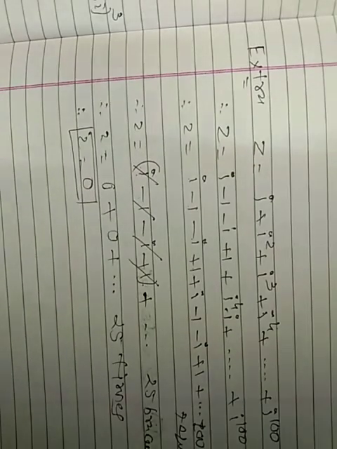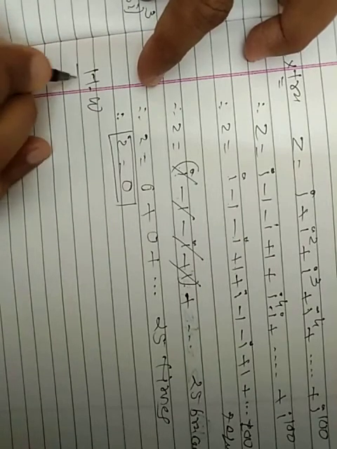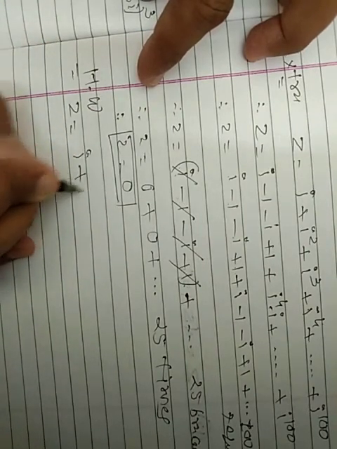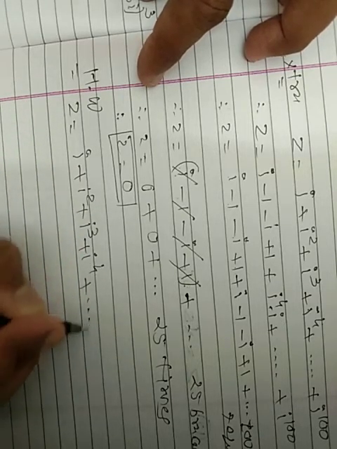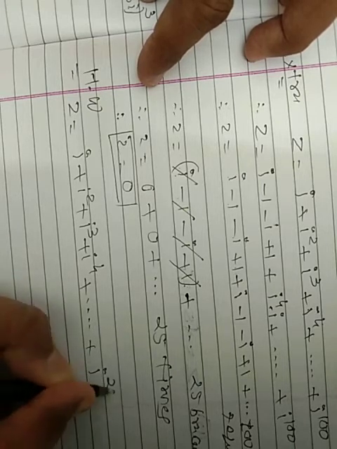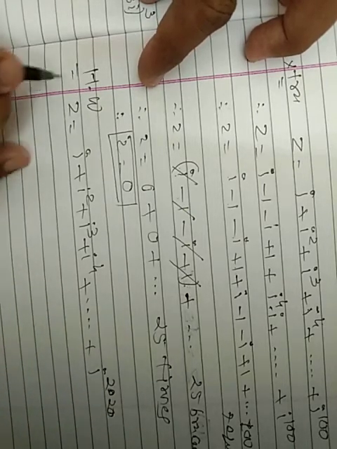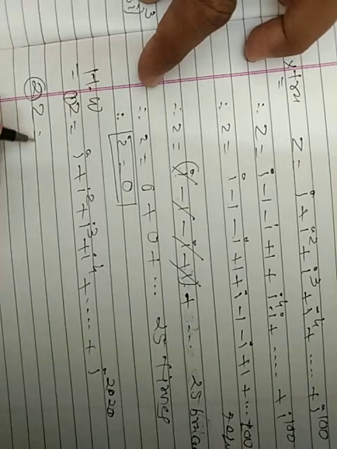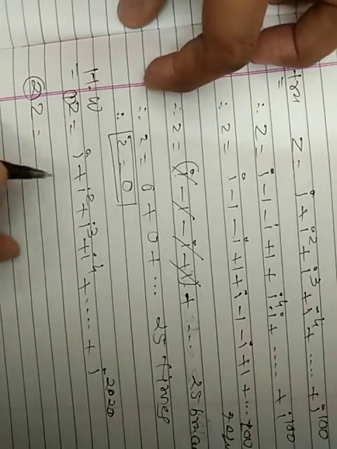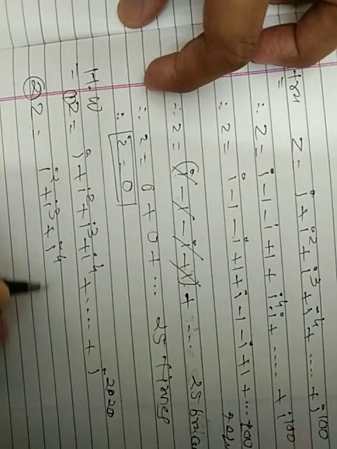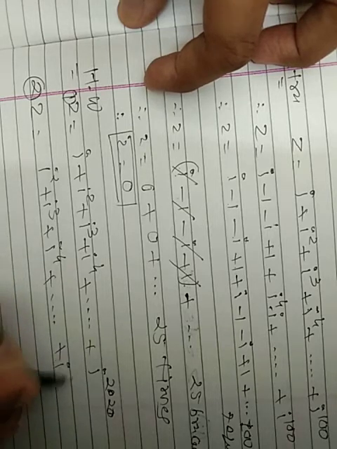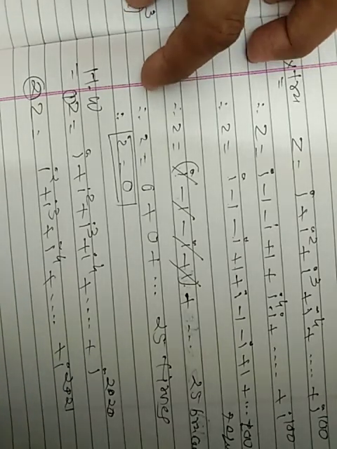Okay. I will give you 2 more sums to try yourself. Homework: Z equal to i square, i cube, i raised to 4, up to i raised to 20. That is the first one. Second, convert into a plus bi form: i square, i cube, i raised to 4, up to i raised to 2021. Try yourself. Both sums are very easy and simple.